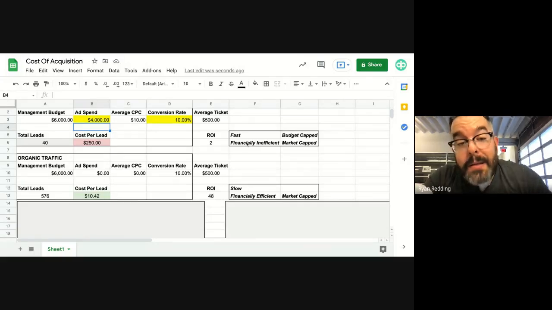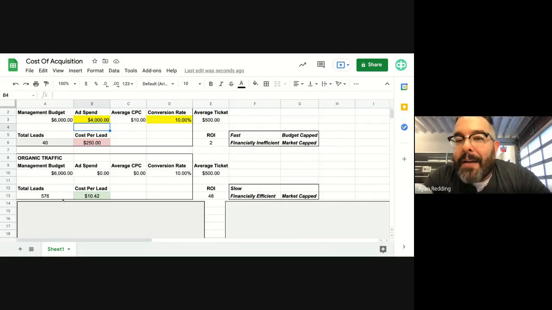It's going to be slower than AdWords. Google's time frame is it takes between 4 and 12 months before you notice organic traction. It's going to be financially efficient. So same thing, instead of it being $250 for every lead, it's $10, in this case $10.42 per lead. And no budget cap. It will be unlimited potential on the budget, but you will still have the market cap, right? If you still have 100 people in your town, you will always have 100 people in your town.